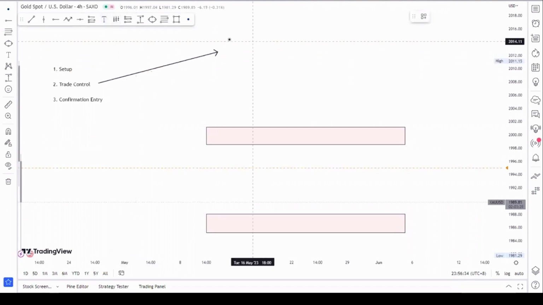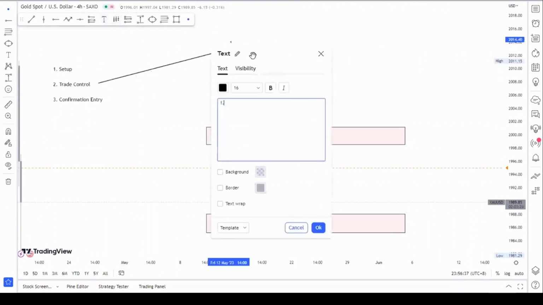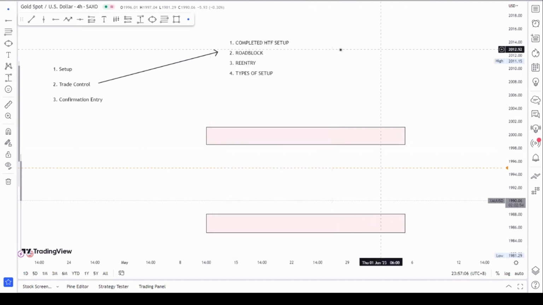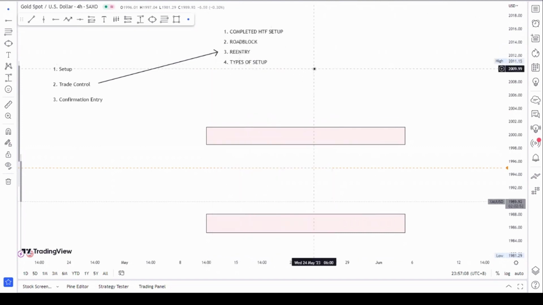So in trade control, what we are going to talk about is, the first one, higher time frame setup. The second one, we are going to learn about the roadblock. The third one, we are going to learn about re-entry. And number 4, we are going to learn about types of setup. This is the thing that we are going to learn here.